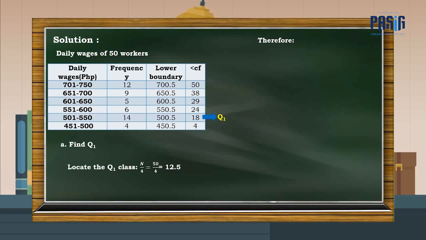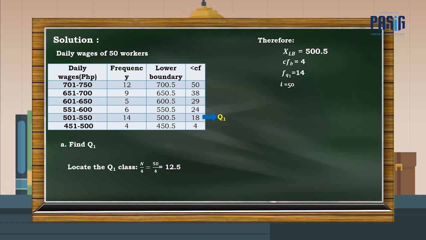Therefore, we have the following values. The lower boundary of Q sub 1 class is 500.5. The cumulative frequency before Q sub 1 is equal to 4. The frequency of Q sub 1 is equal to 14. The size of the class interval is equal to 50.